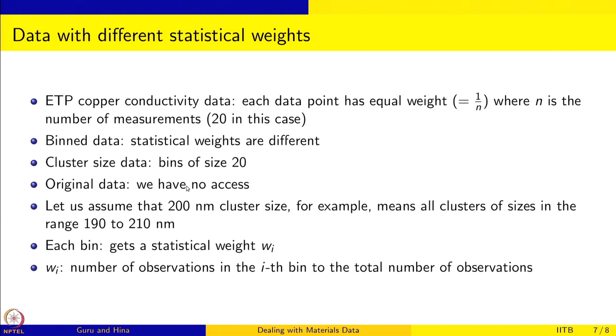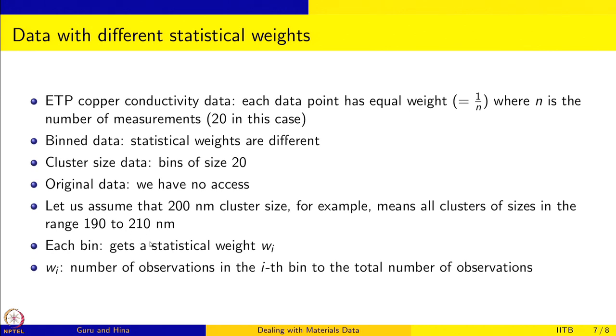For example, in the case where we are looking at this Titania size, the cluster size data was given in bins of size 20 nanometers. So, we do not have access to the original data. And if you look at something like 200 nanometer cluster size, it means all clusters of sizes 190 to 210 were put in this bin, right.